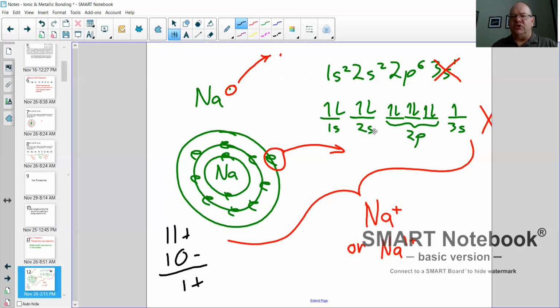Here's orbital notation showing how all the electrons are distributed in orbitals for sodium. And this last electron is in the 3s. Let's imagine we get rid of that. Okay? All those are going to result in a sodium ion. And a sodium ion is either written Na plus or Na1 plus.